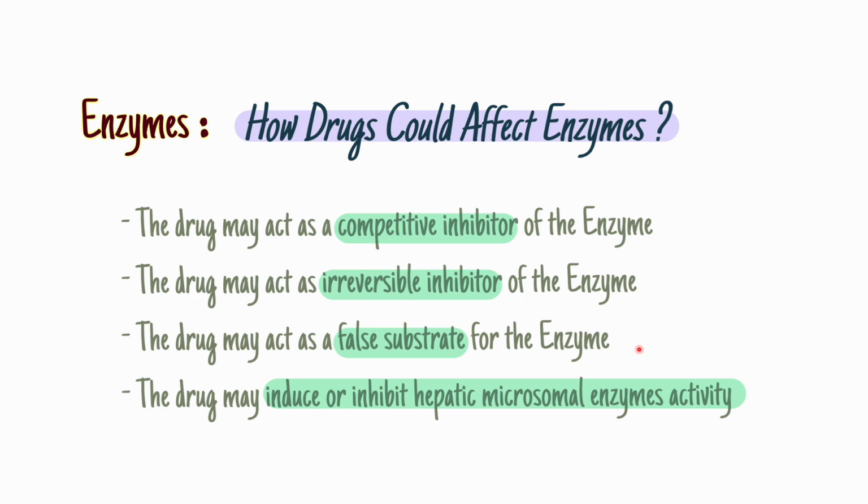The fourth one, a drug might induce or inhibit the hepatic microsomal enzymes activity. We have already discussed in pharmacodynamics and pharmacokinetics that for a drug to be metabolized, a huge majority of drugs are metabolized in the liver. And some drugs might act on these enzymes, such as the P450 enzyme in the liver. For example, phenobarbital. This drug acts on these enzymes and might cause this kind of reaction.